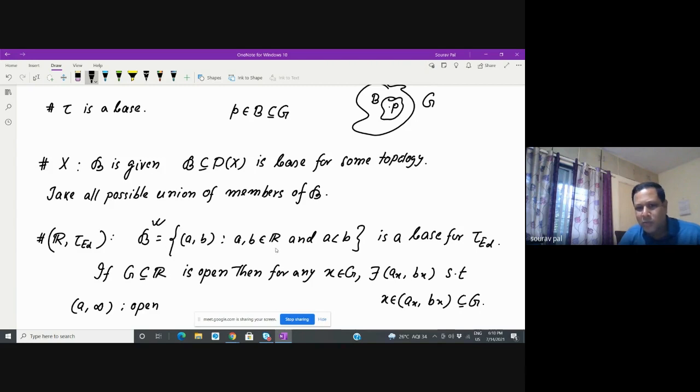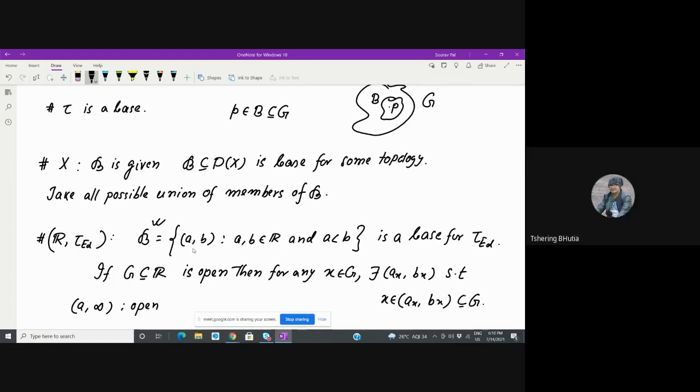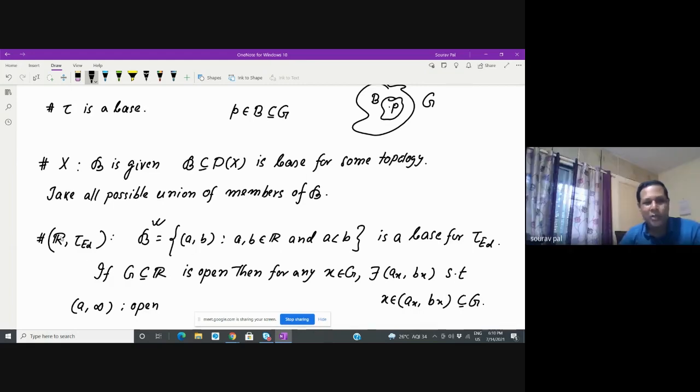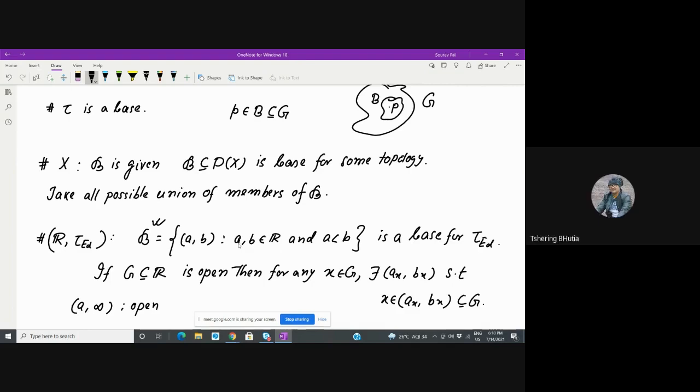Can you make it smaller? Once again, the real charm is if you cut down some more sets and find a thinner set which will be a base, right? So can you find a thinner base for the Euclidean topology on R? Something smaller than this collection? Belongs to rational numbers? Yes, exactly. So that is a smaller collection.